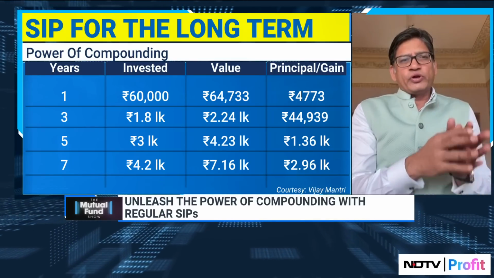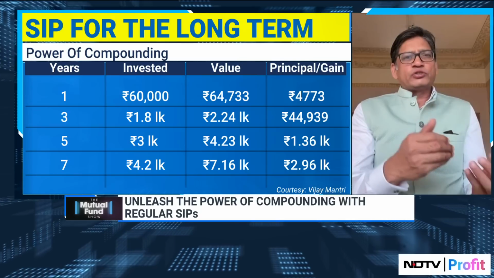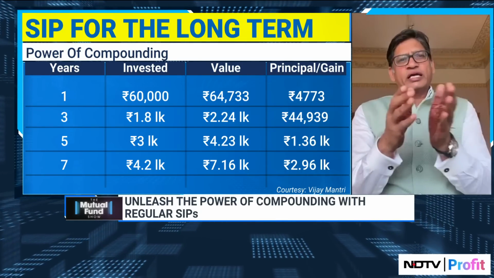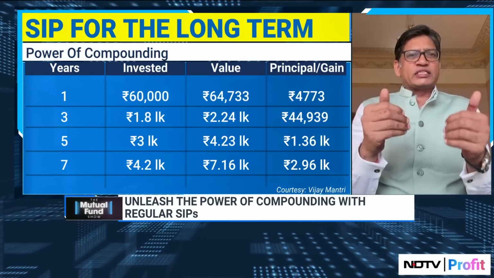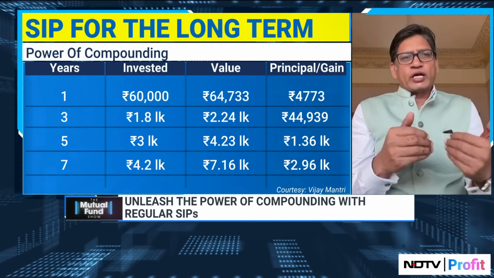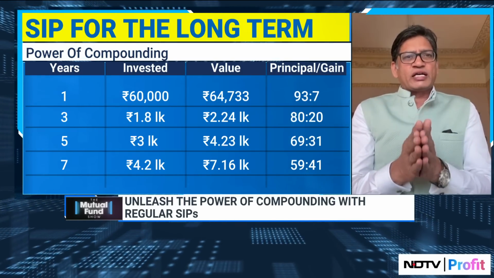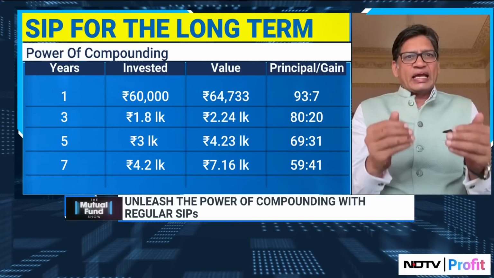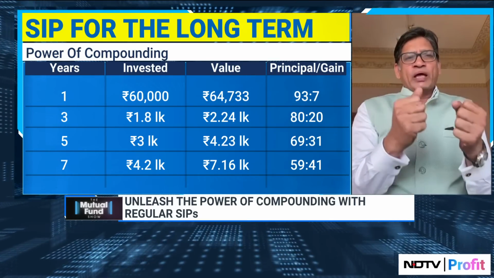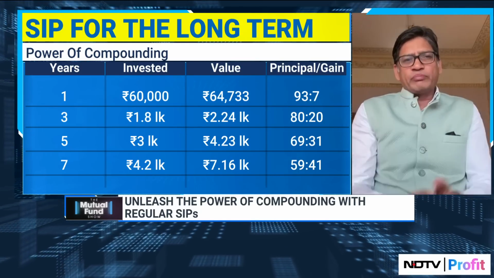At the end of the 5th year, you invested 3 lakh rupees. The value of the portfolio is 4,36,000. So the gain is 1,36,000. Now this 1,36,000 is 31% of 4,36,000. And if you look at the 7-year period, you invested 4,20,000. The value of the portfolio is 7,17,000 approximately. The gain is 2,96,000 rupees. And the gain now represents 41% of your total portfolio. That is the number you are seeing on your screen.